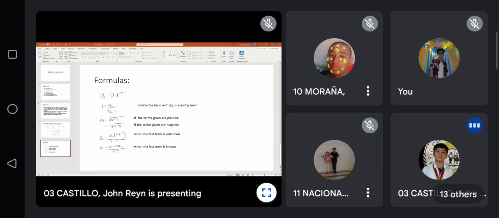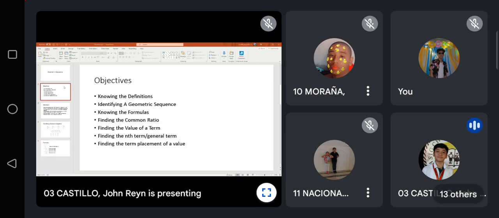So, any question po for the formulas? So, mukhang wala naman po. So, we'll start on finding the common ratio.